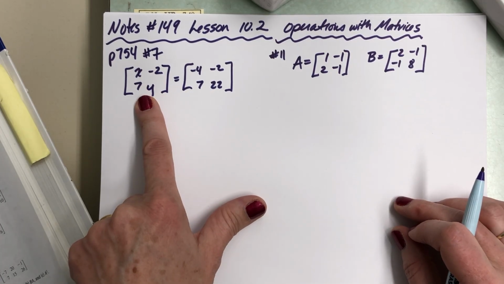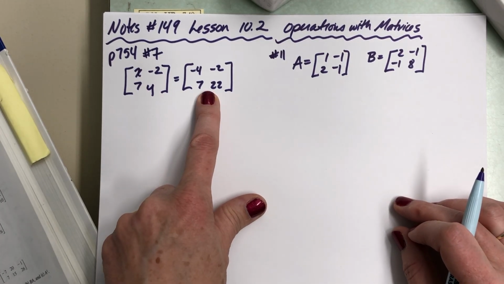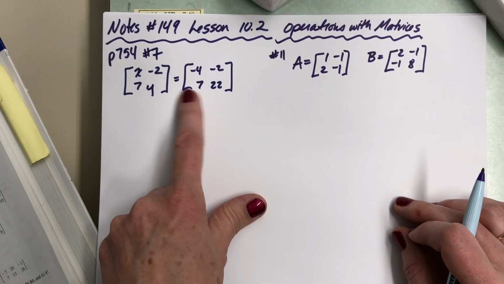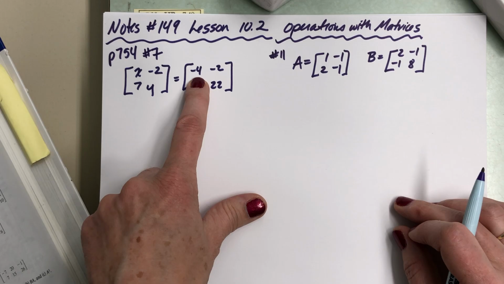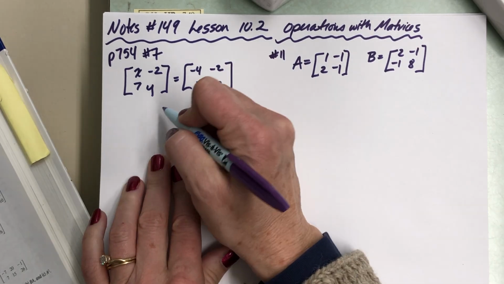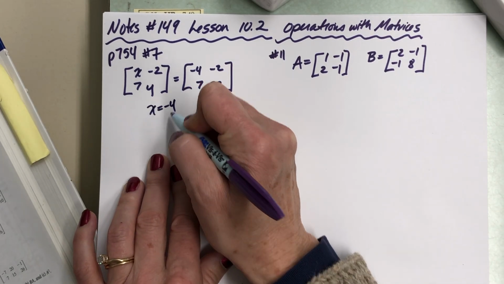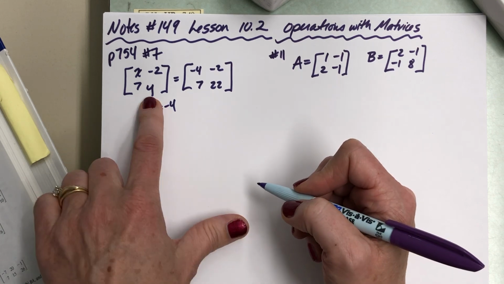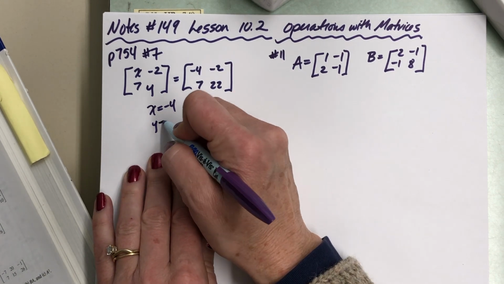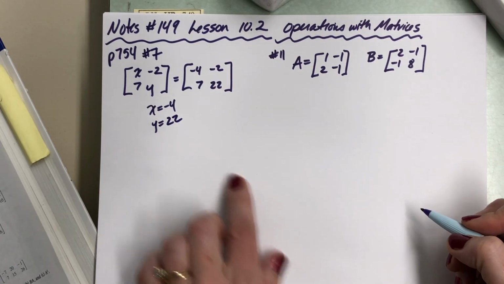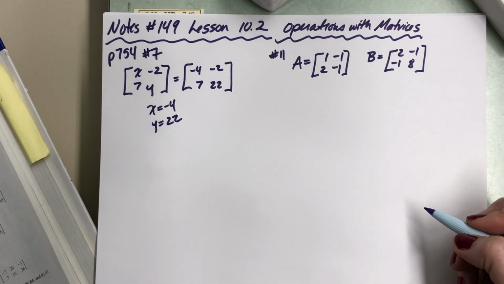The size of this matrix is a 2 by 2. This matrix is a 2 by 2. They are equivalent. So your job is to figure out what x and y are. So the entry here for x, well, let's see. What's in that same spot? It's -4. So x is equal to -4. And we're looking at the y. In the spot of the y is a 22. So y is equal to 22. Easy peasy. All right. So let's move on to number 11 in your textbook.